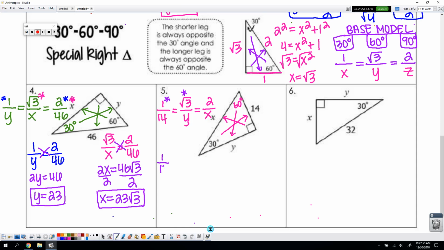1 over 14 equals square root 3 over y. And then same thing. Numbers, variables. 1 over 14 equals 2 over x. And now we'll cross multiply again. So cross multiply, cross cross. Y equals, these don't mix, 14 square root 3. And then we'll cross cross. X equals 28.